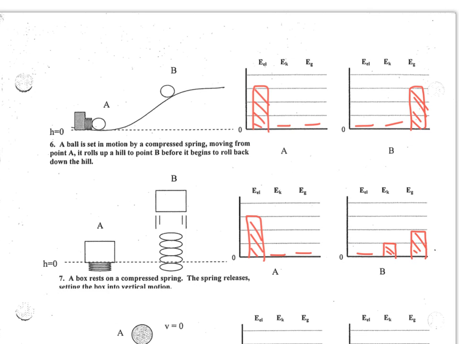Okay, so take a look at the answers for 6 and 7. For 6, at A, it's all elastic. At B, it's all gravitational. For 7, at A, it's all elastic. At B, it's got both kinetic and gravitational.